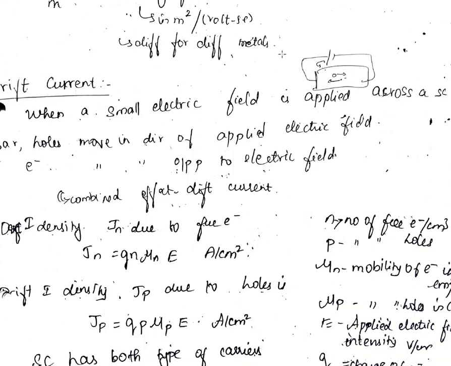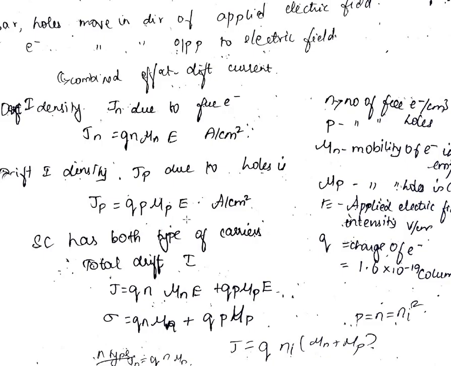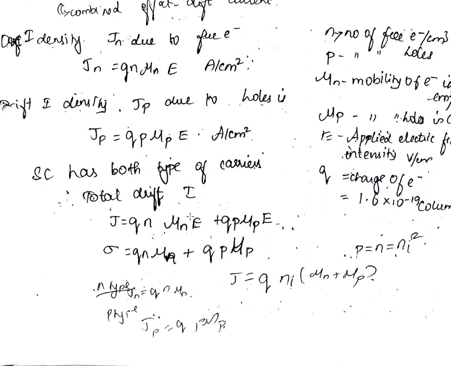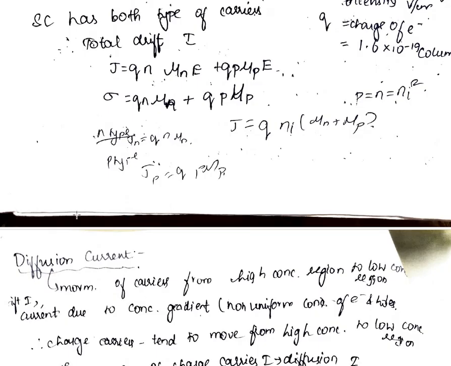Now we come to drift current. As we have seen, when a small electric field is applied across a semiconductor bar, the electrons and holes move from their place, which contributes the electric current. The current due to the electrons Jn is Q n mu n E ampere per centimeter square, and Jp is Q p mu p E, and the total current is the sum of both. And conductivity is Q n mu n plus Q p mu p. And we have the data for n type and p type.